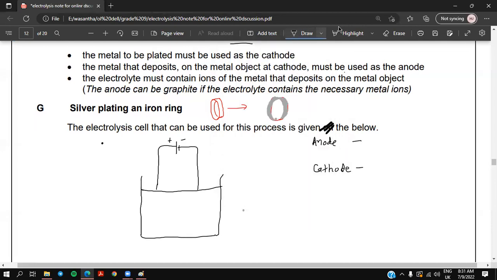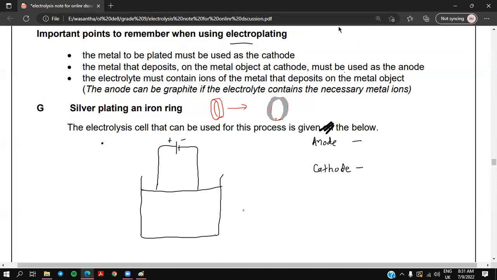Now, where are we going to fix this ring for the purpose of electrolysis? You said that if the electrodes are reactive, anode is going to dissolve. So remember, if you fix this iron ring at the anode, you will lose the ring because the ring will dissolve. So we never fix the ring at anode because anode dissolves. So it has to be kept in the cathode. Always a cathode should be the metal object.